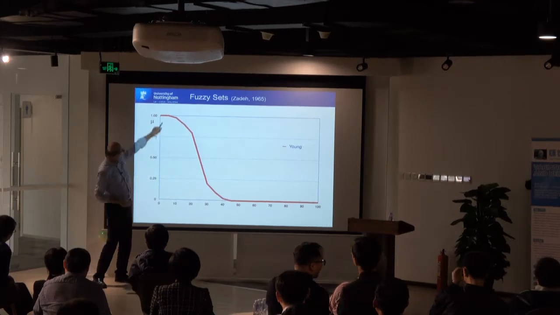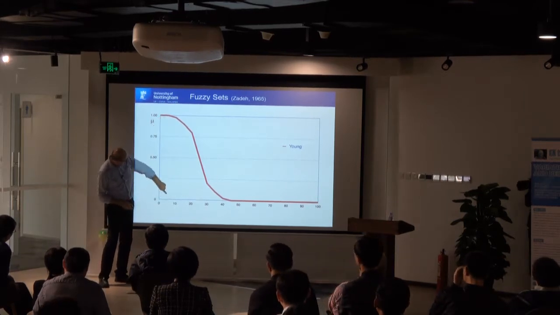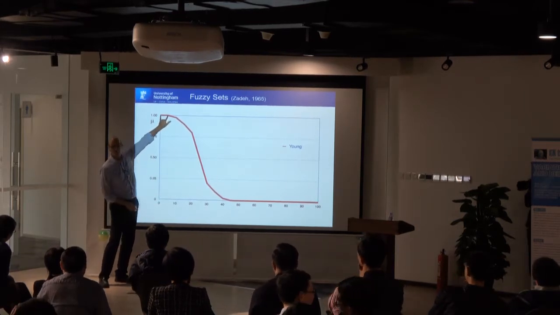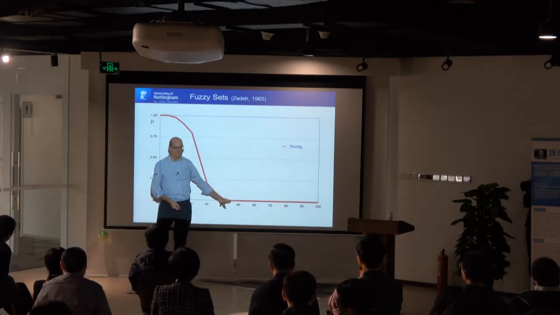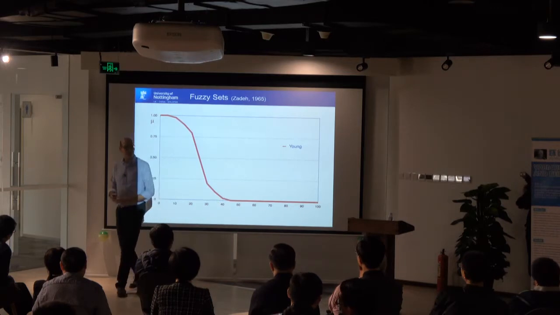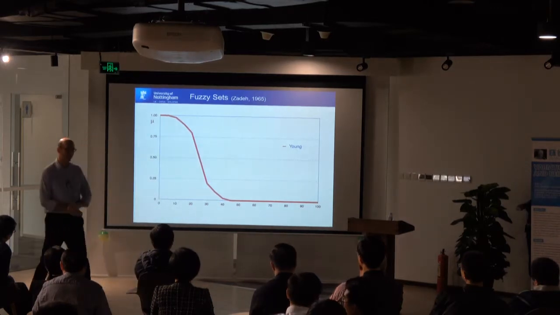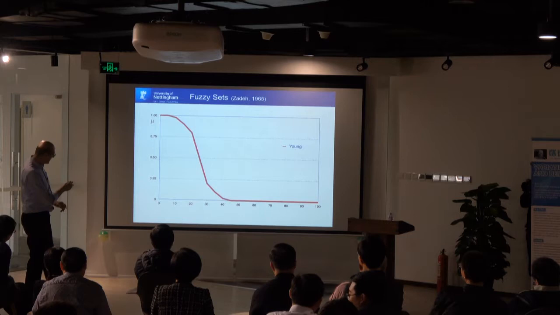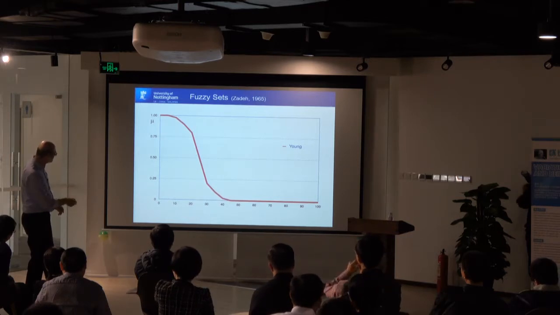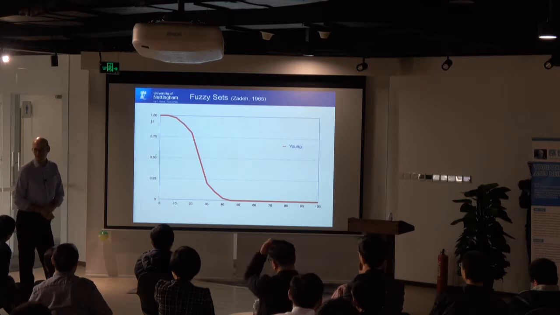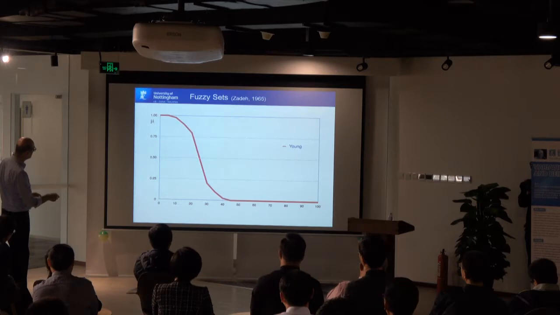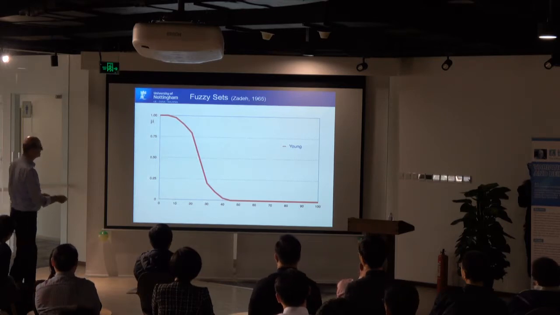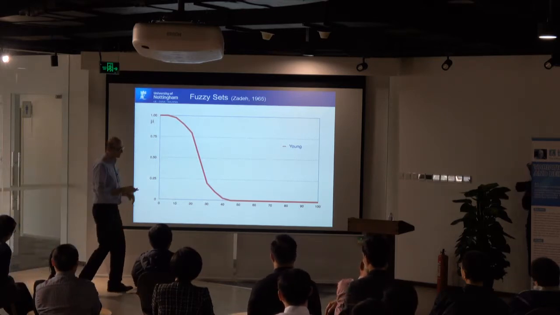So what this is now saying is if we are young, the way I've drawn it here, if we're between 0 and 5 years, we're definitely in the set of young people. Once we're 45, we're not in the set of young people anymore. And somewhere between the age of 5 and the age of 45, gradually we get less and less in the set of young people. So the way I've drawn it here, at age 25, someone's half young. They're half in the set of young people.